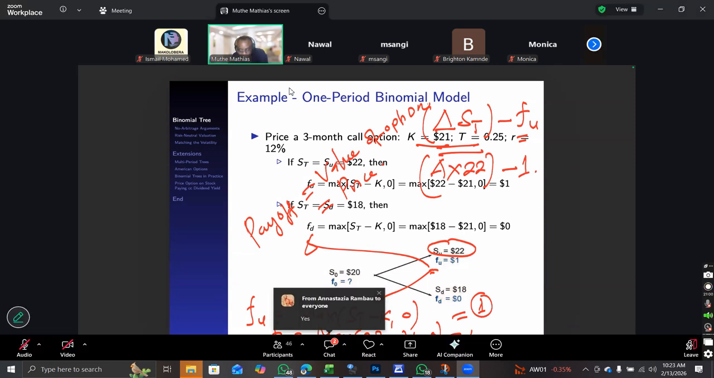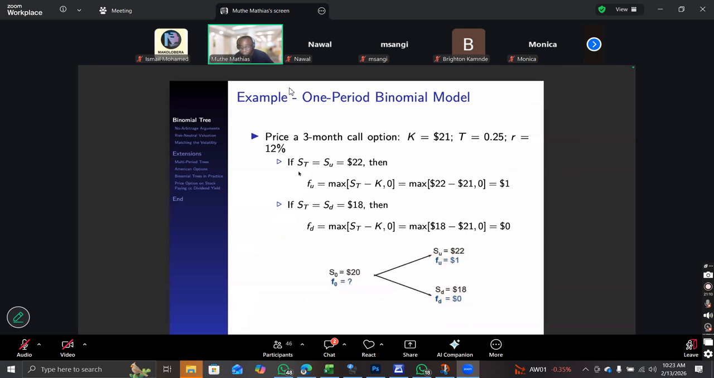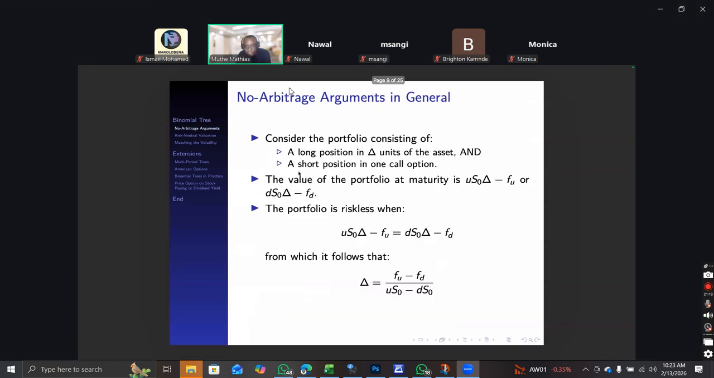Anna, make sense? Okay. Yeah, so that is what we have done. I've already taken care of that. So the stock price is already included when we were computing this.